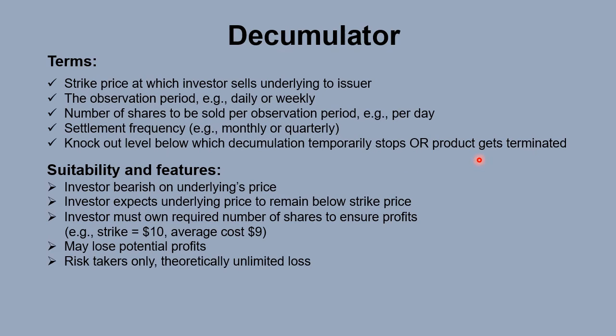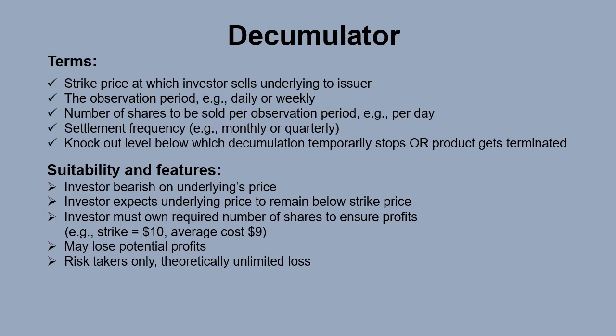Let's look at the suitability of the decumulator. Well, it is obvious that the decumulator is suitable for an investor who is bearish on the underlying price. At the least, he expects the underlying price to remain below the strike price so that he can make a profit. The investor must own the required number of units of the asset at the outset to ensure profits or limit his losses, although he may lose potential profits. For example, if the strike price is $10 and the investor already has shares purchased at $9, he can be sure of getting $10 for his shares. Moreover, decumulators are for risk takers, not risk-averse investors, because the loss potential is significant, theoretically unlimited.